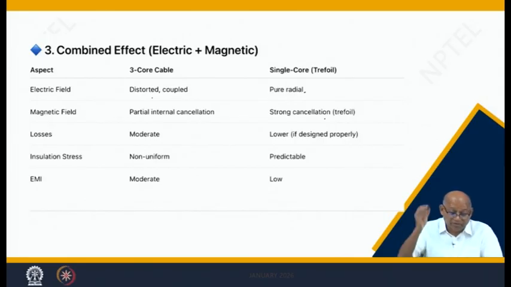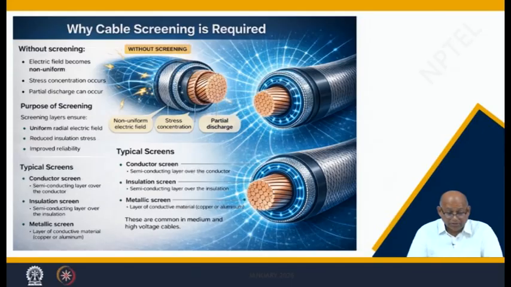It is strong because of the outer conductor. Losses in a 3-core cable are moderate, and insulation stress is non-uniform. EMI, electromagnetic interference, is moderate in a 3-core cable and nothing in a single core, because there is an outer screen. So the screening of the cable is very important. This is called screening.